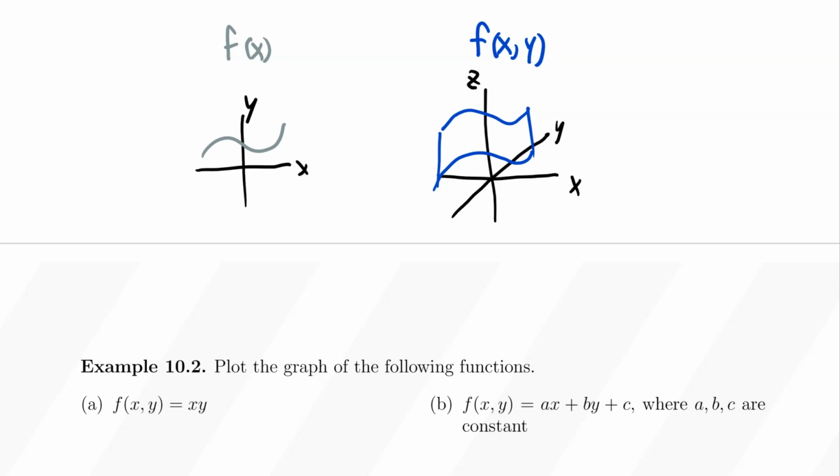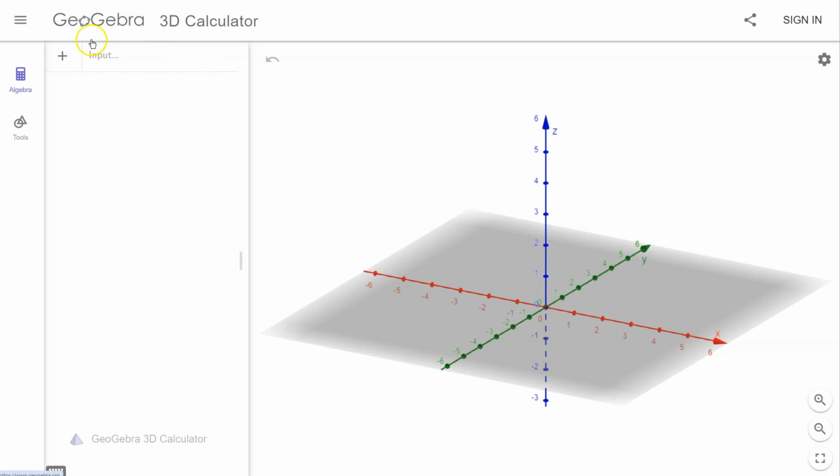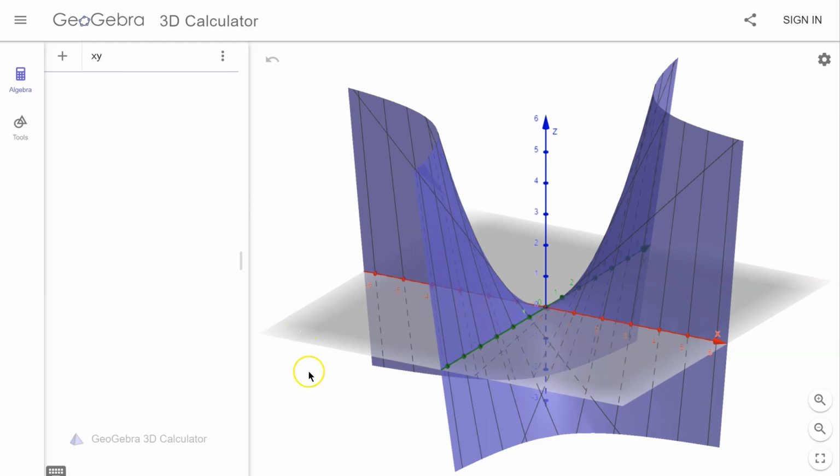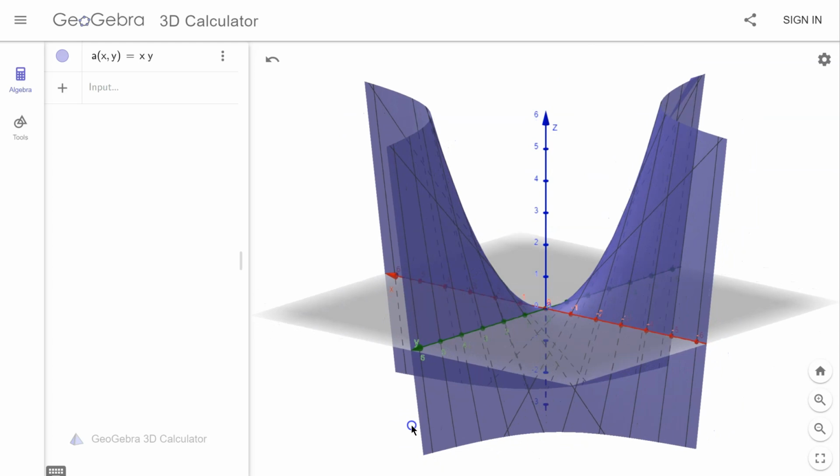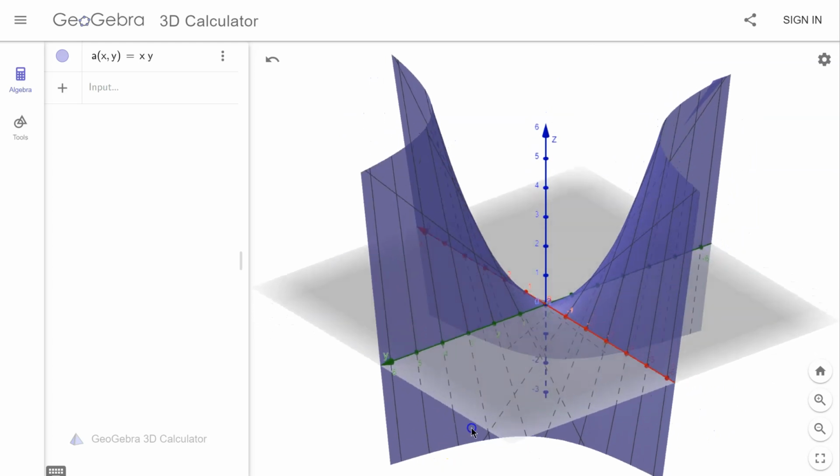So most of the time, the graphs of these functions are going to be too complicated to be drawn by hand. For example, if we would like to plot the graph of the function x times y, I'm just going to pull up my GeoGebra 3D. Notice that the graph here has 3 axes, the x, the y, and the z. So if I want to plot the graph of xy, I can just type that in. And this is what the graph looks like. So this is the 3D graph of the function f(x,y) equal to x times y.